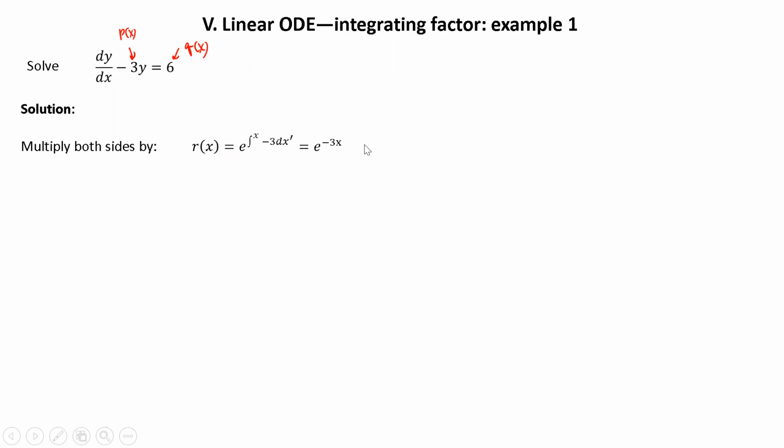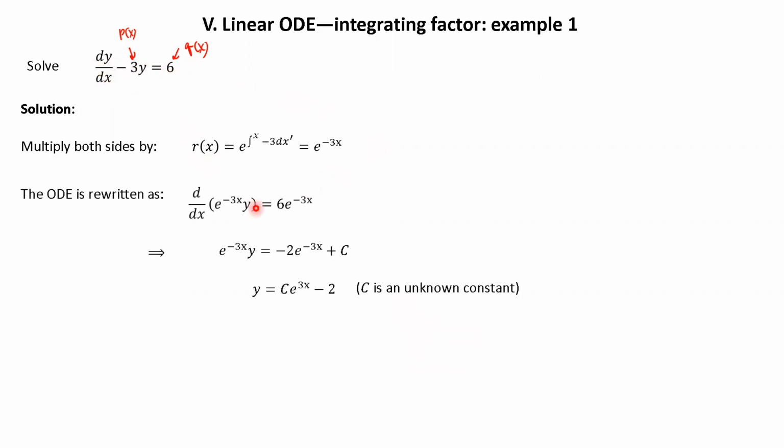Next, you know that you are going to multiply this r to both sides of your equation. Because of that, the left-hand side can be written as just this single derivative. And on the right-hand side, you have this 6 multiplied by this r of x. Then you integrate both sides, and only keep y on the left. Then you're done.